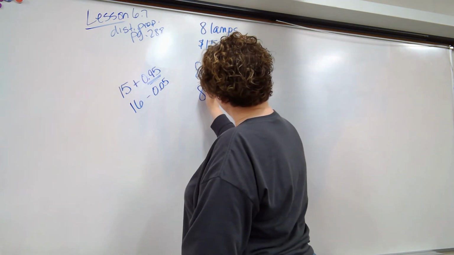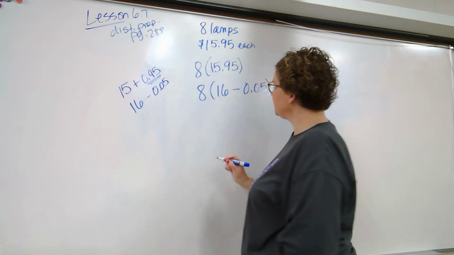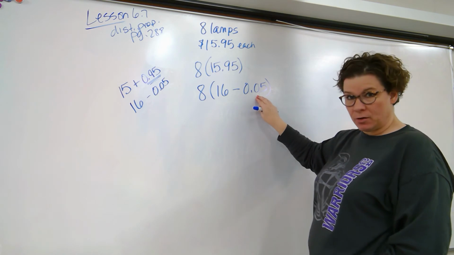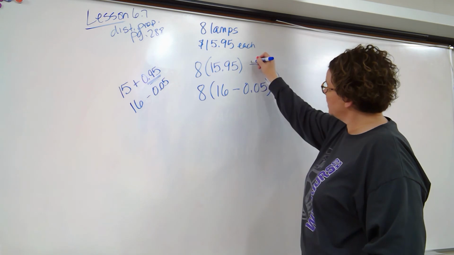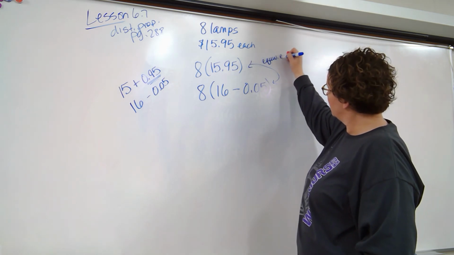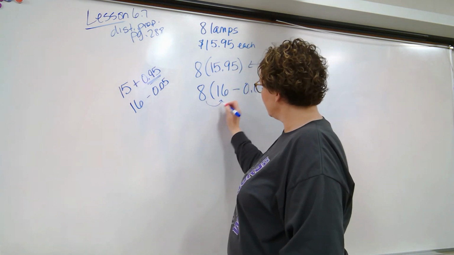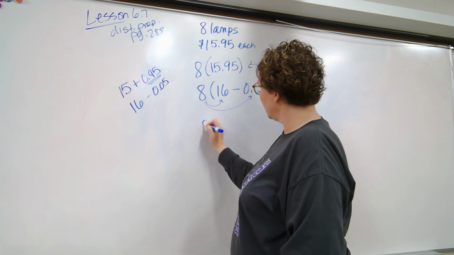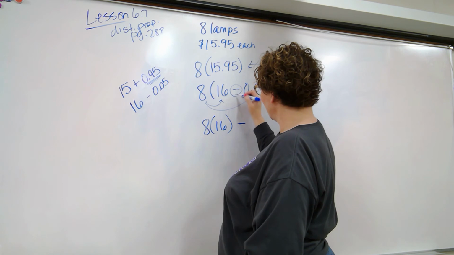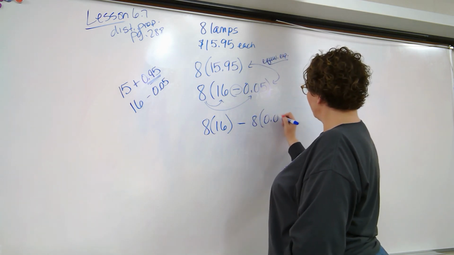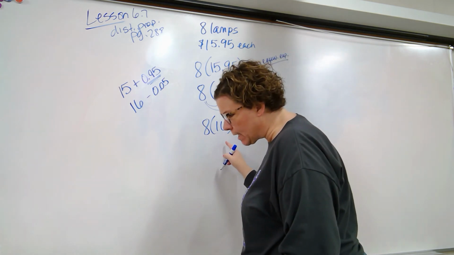So the way this problem is done, 16 minus 0.05. $16 minus a nickel is $15.95. So this is an equivalent expression. All right. So now I distribute my 8 to the 16 and my 8 to the nickel. 8 times 16 minus, my minus comes from here, 8 times 0.05. 8 times 16 is 128.